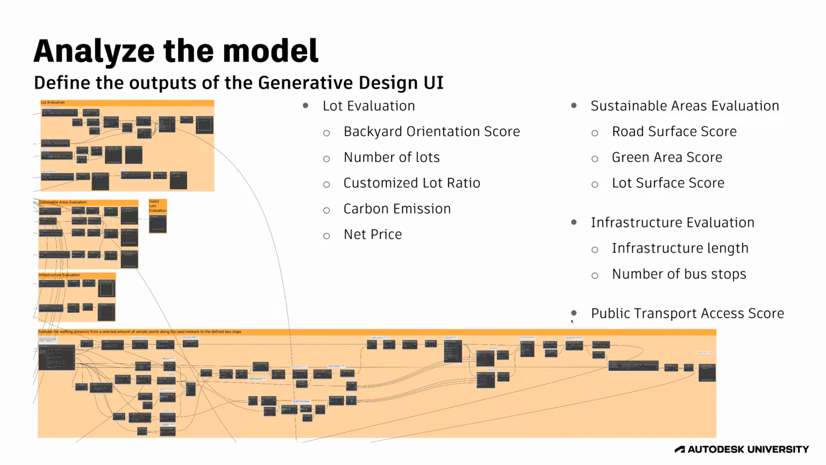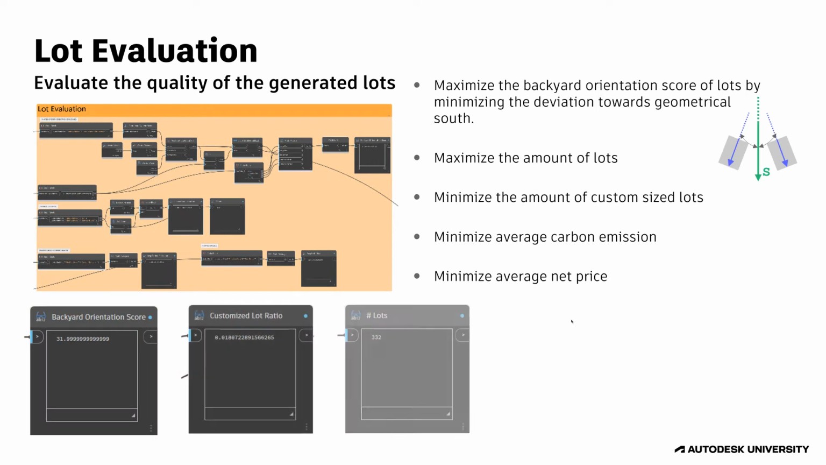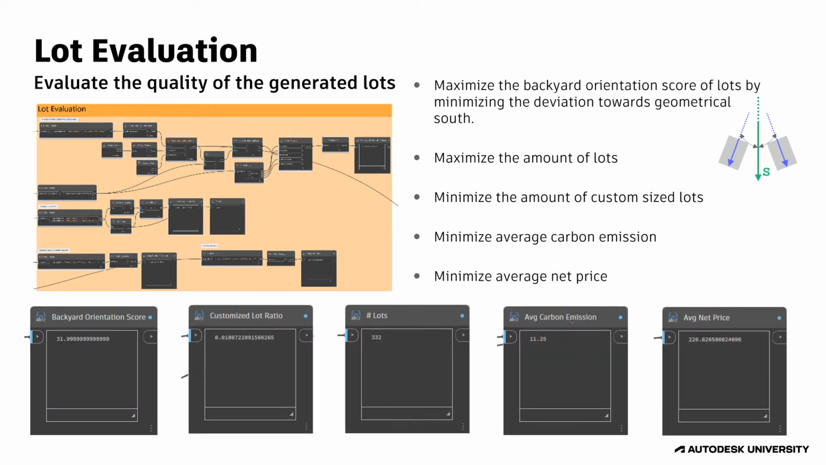The idea we had here is to evaluate four important parts. The first part is the lot evaluation. In lot evaluation, we want to find out what the backyard orientation looks like. That's actually the moment where my trauma of mathematics in high school comes in, which is vectors. I didn't really like vectors, but hey, I'm at Autodesk now, so I need to like vectors if I want to use Dynamo. So it comes in very handy, right? I tell this to my kids if they don't like vectors: look, daddy uses vectors now as well, so it's useful.